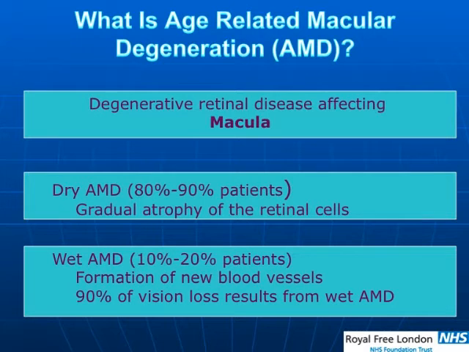So, what is it? It's a degenerative retinal disease affecting the macula, and the macula is the central part of your eye responsible for your fine vision. Dry macular degeneration affects 80 to 90%. It's a shrinkage of your nerve fiber cells. And I talk a lot about the wet AMD, wet age-related macular degeneration, which is only 10 to 20% of the patients, but it accounts for 90% of the vision loss. So that's the nasty one you can get.